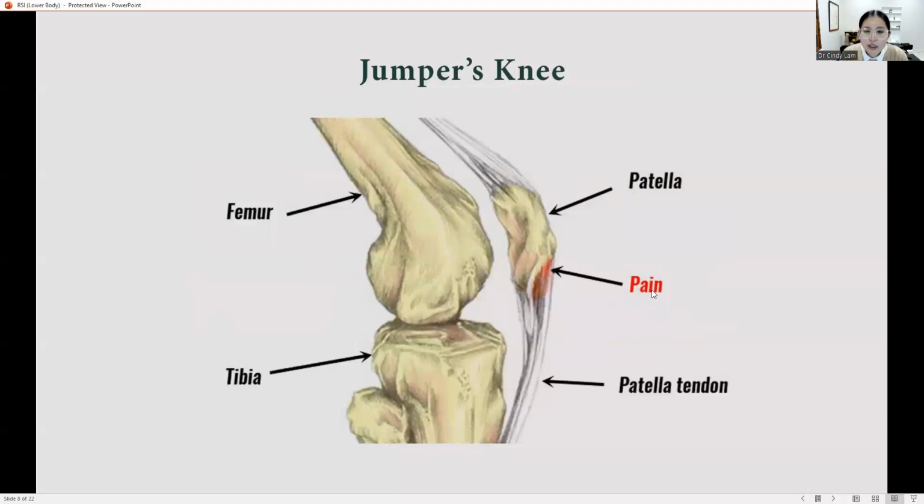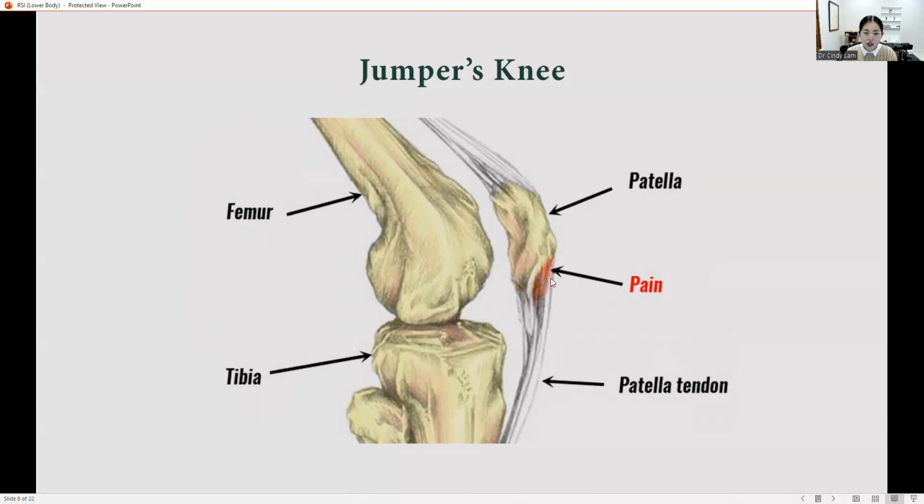The next injury we'll be looking at is jumper's knee. So jumper's knee is a common repetitive strain injury in the knee. So the pain occurs as a result of tendonitis, which is inflammation of the tendon, in this case the patellar tendon, which is what connects your kneecap to your shin bone.